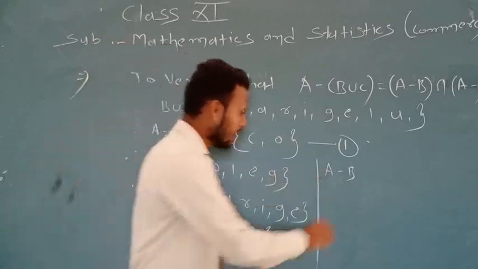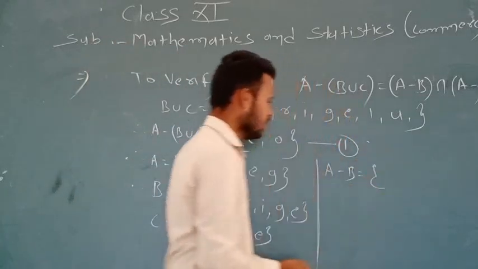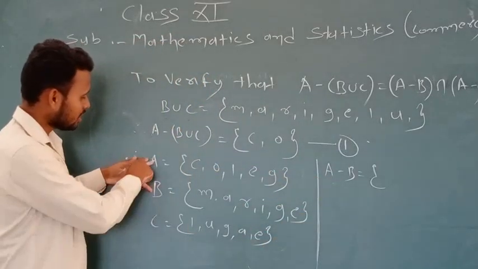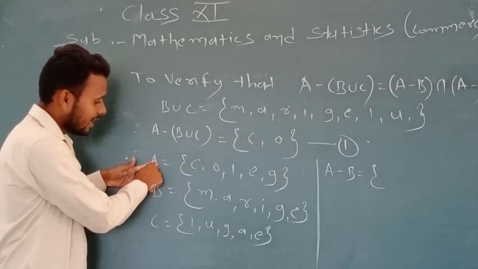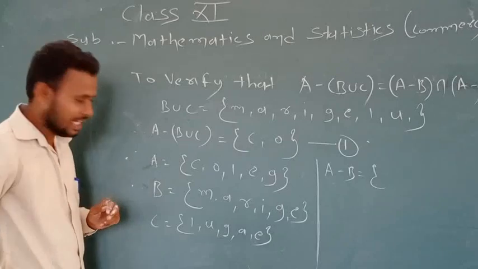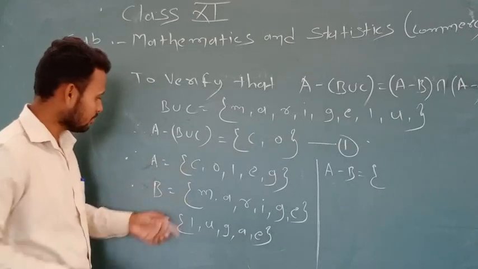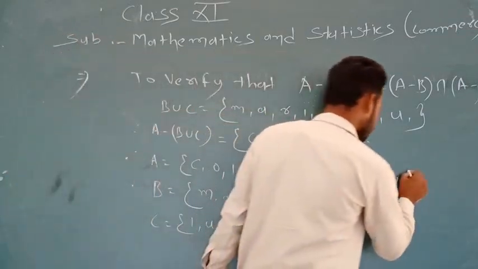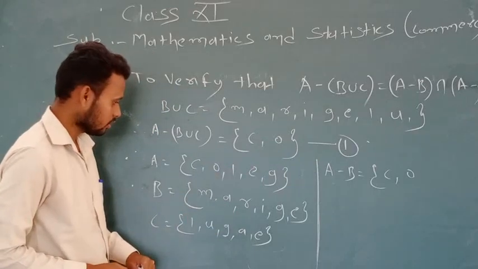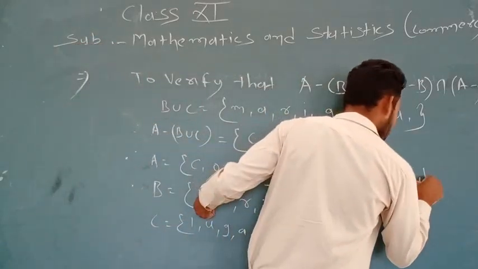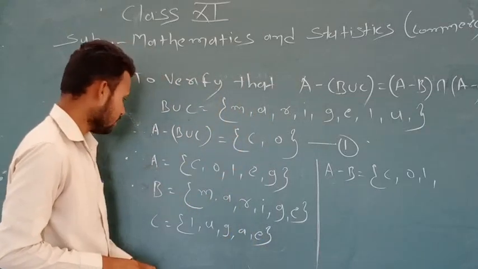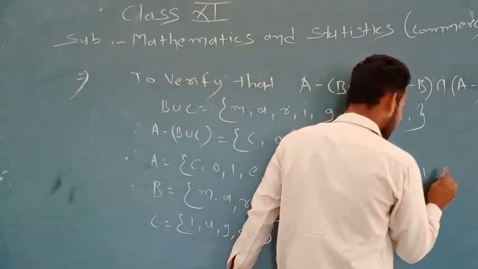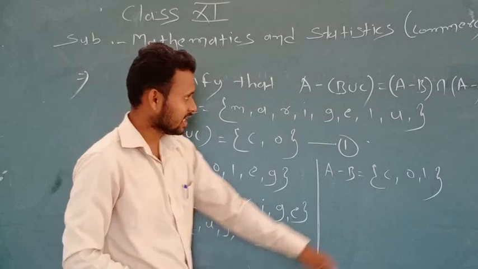A minus B equals the set containing elements. A minus B means what? Difference between the sets A and B. It means A minus B is the set of all elements which belong to A but do not belong to B. That means elements which are in A and not in B. So what will come? C is in A, not in B, so C. The next, O is in A, not in B, so it will also come. The next, L is in A, and it is not in B, so L will also come. The next, E is in A and in B, we will not take it. G is in A and in B, we will not take it. So A minus B equals the set containing the elements only C, O, L.